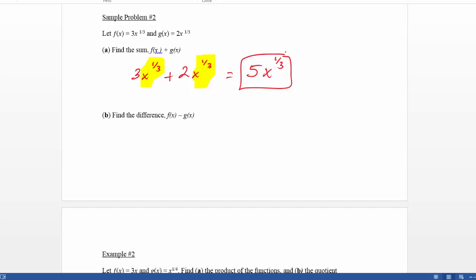Same thing on the next problem. If we're just doing basic subtraction, we would treat it in the same way. And so there you see it. We subtract the coefficients as well.